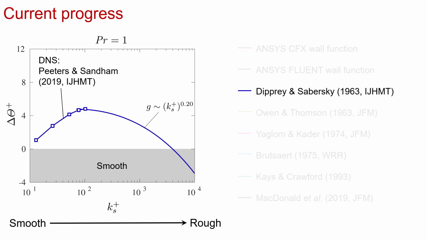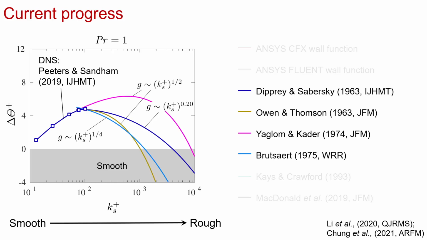where the Dipprey and Sabersky proposal at the time was empirical, but since then there have been a number of analytical proposals that have emerged. Here I'll highlight the quarter power scaling of Brzek and the half power scaling of Owen and Thomson and Yaglom and Kader, and the correct value to take for this exponent has been an ongoing topic of debate, as elaborated in both Li et al. and Chung et al. But the key takeaway I'd sort of emphasize here is that inspection of mean data alone is unlikely to reveal to us the truth, and what we need instead is a bunch of high fidelity data in this high Ks plus regime so that we can start probing some of the underlying flow physics.